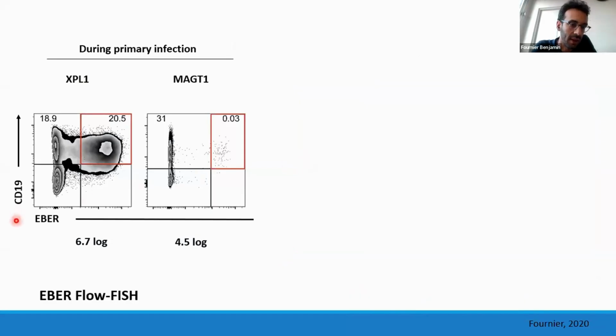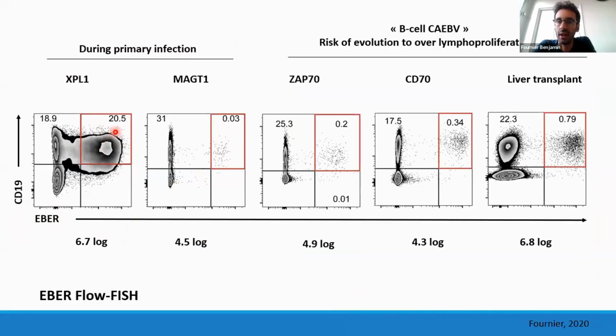So you have the EBER staining here on the x-axis, and on the right side, you are infected by EBV. Here is a B cell marker, and you can see here, during primary infection, during Purtilo syndrome, XLP1 deficiency, you have EBV that is only located in B cells, and there are a lot of cells that are infected during XLP1 primary infection.